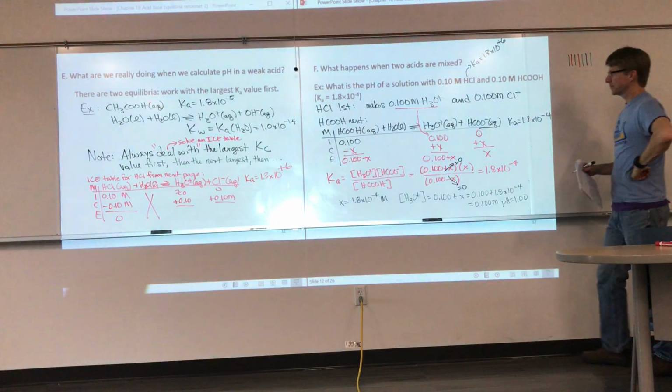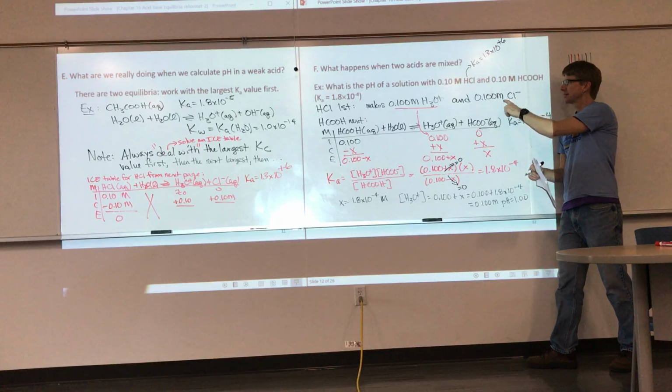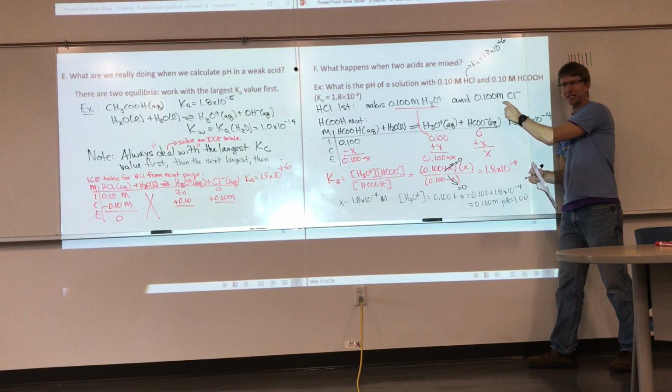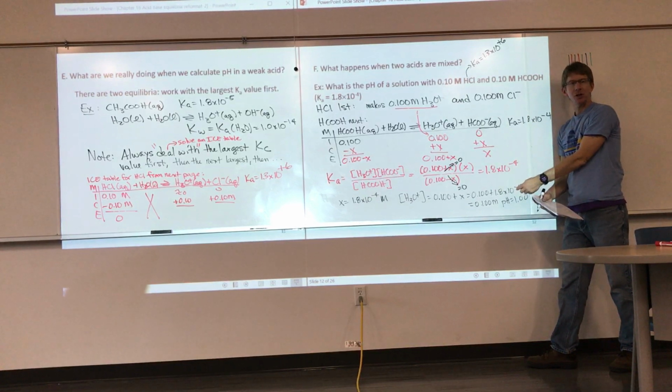Also a conclusion, and I don't know if this is a conclusion, but in practice, treating the strongest acid, the largest Ka, first, and treating subsequent ones later always works.